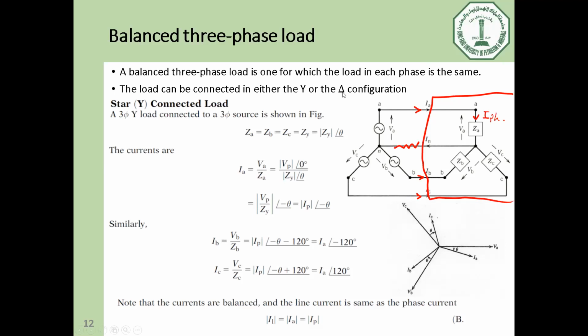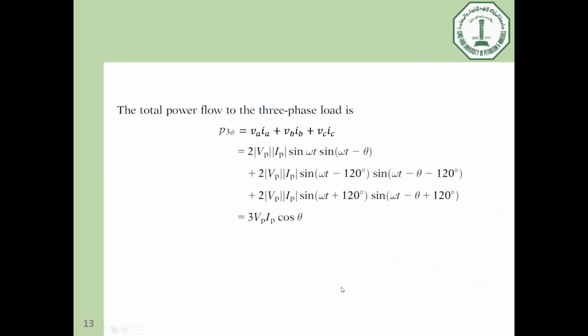Equal. It's equal. Same. Right. Same. But in delta it was not equal. So in delta connection, currents of phase and line are not equal. However, in star connection, voltages of phase and line are not equal. Okay? So this is the relation between currents.